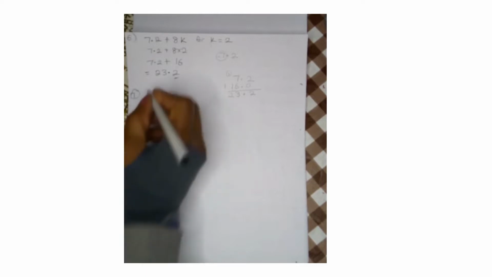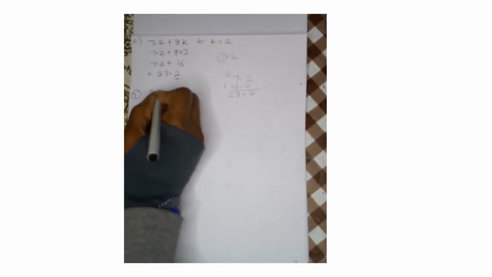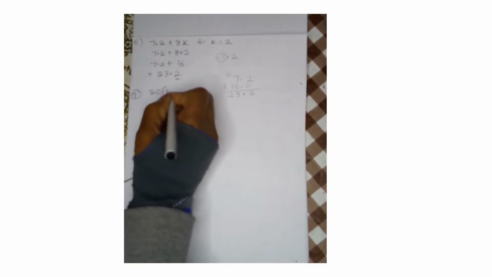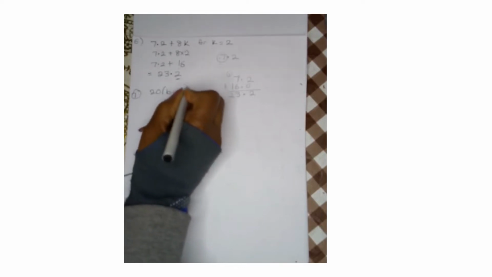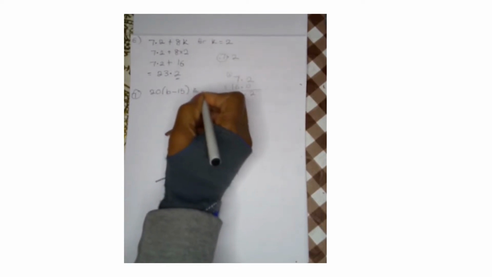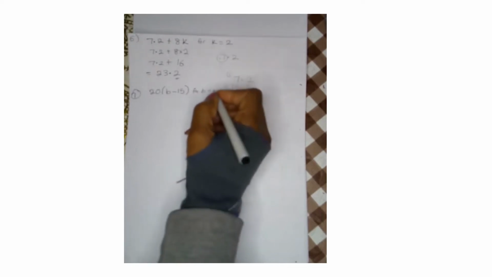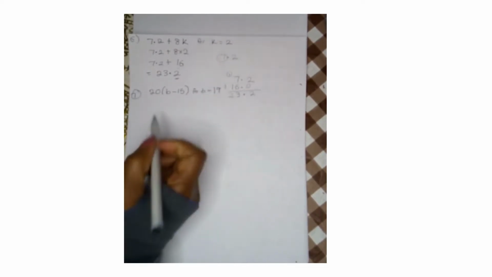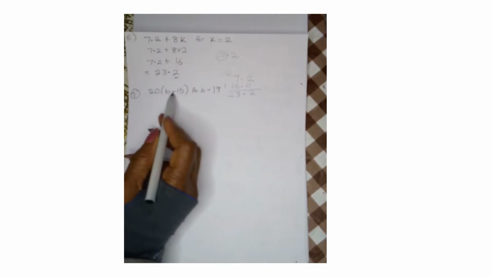Okay, so we have question number 7. 20b minus 15 for b equals 19. So where is our b? See, they gave us a sign which is subtraction.